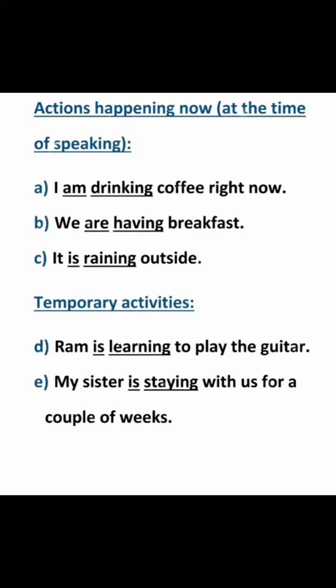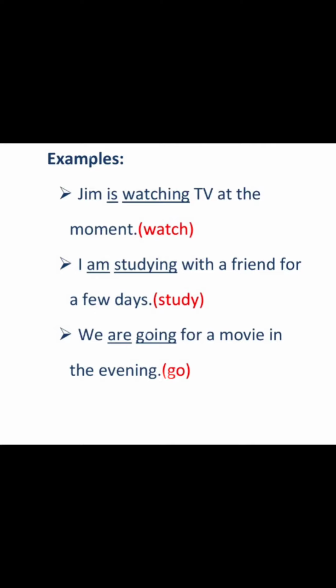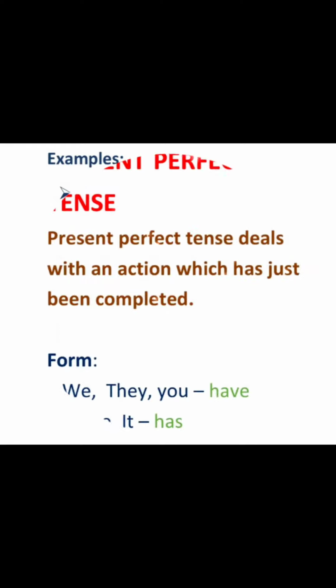Next, temporary activities. Ram is learning to play the guitar. My sister is staying with us for a couple of weeks. Examples. Jim is watching TV at the moment. I am studying with a friend for a few days. We are going for a movie in the evening.